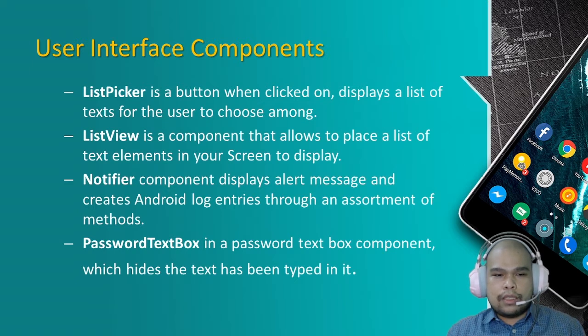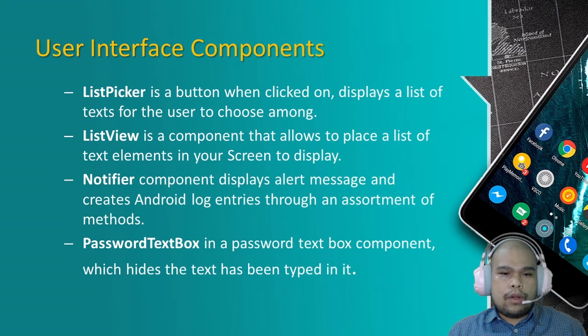We also have list view. It is a component that allows you to place a list of text elements on your screen to display. So yung kanina, list picker is papipiliin mo si user kung ano yung gusto niya i-select dun sa list. So for the list view, you'll be providing the whole list to be displayed on the screen. So hindi mo na siya kailangan i-click pa. Okay, so automatically once the application loads, it will be providing you the contents of the list.